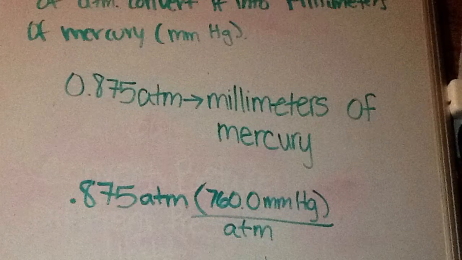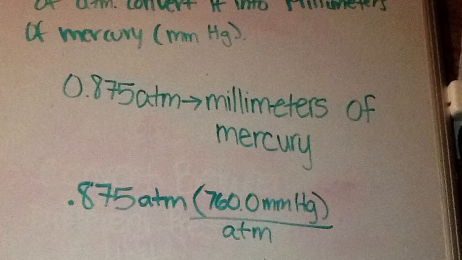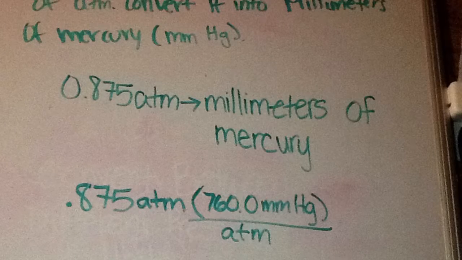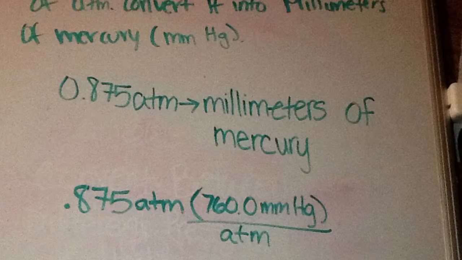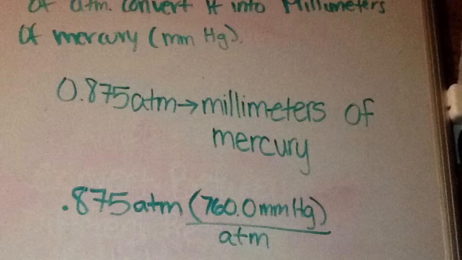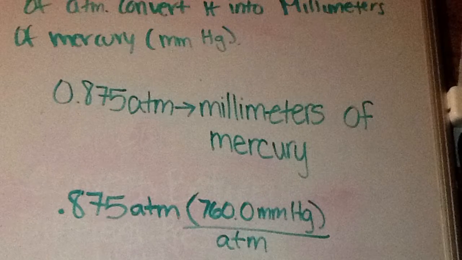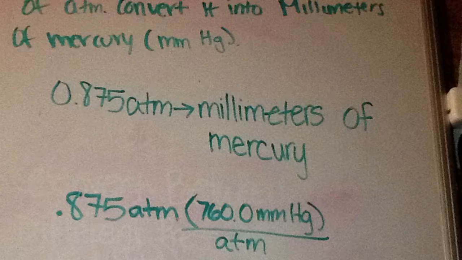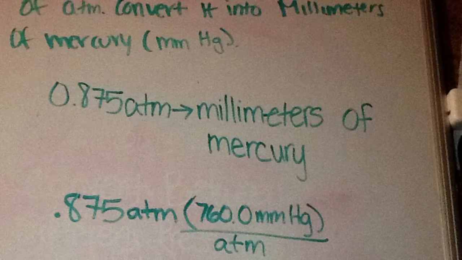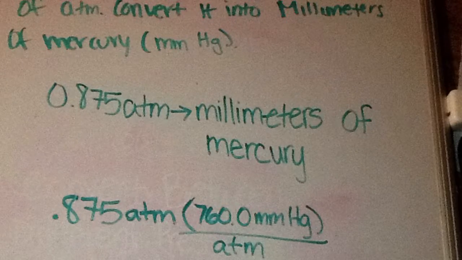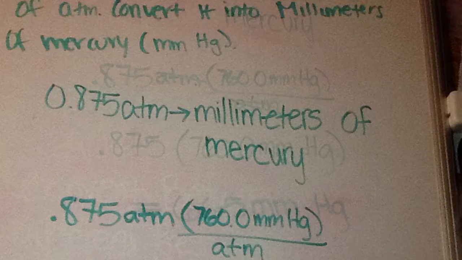So in the beginning, you're going to want to write out the numbers that you will be using. Here we're using 0.875 atm and converting it into millimeters of mercury. The first step is to put 0.875 atm times 760.0 mmHg over atm.